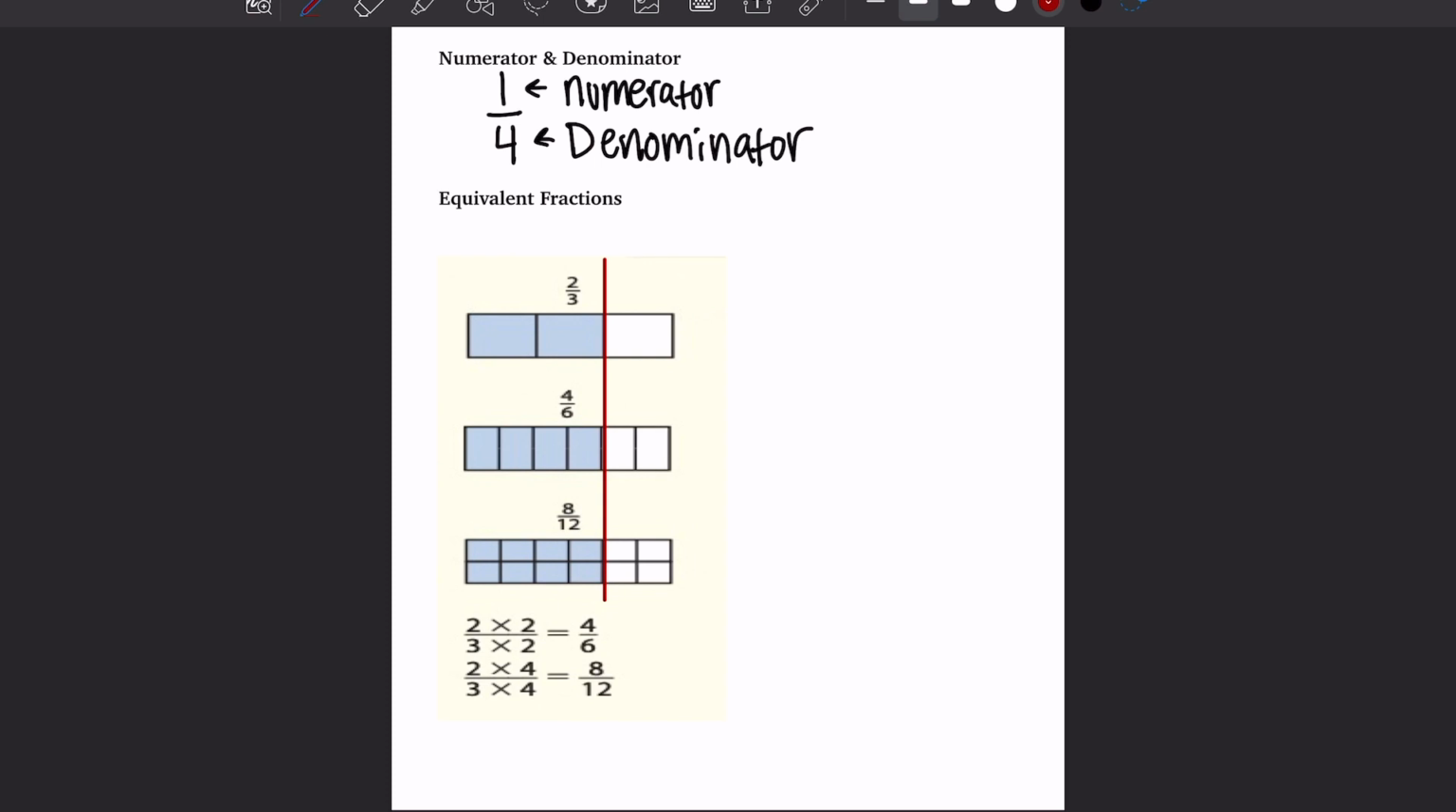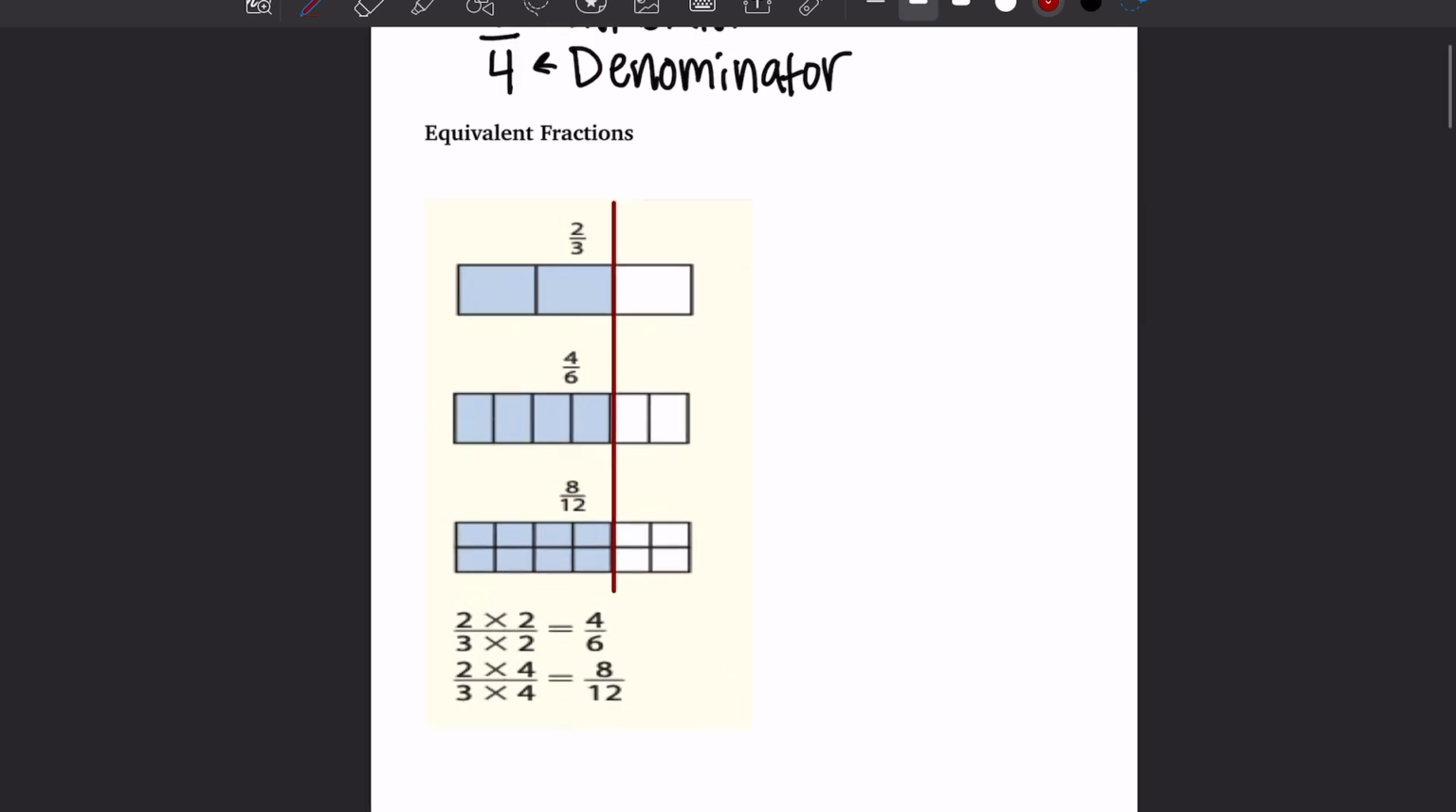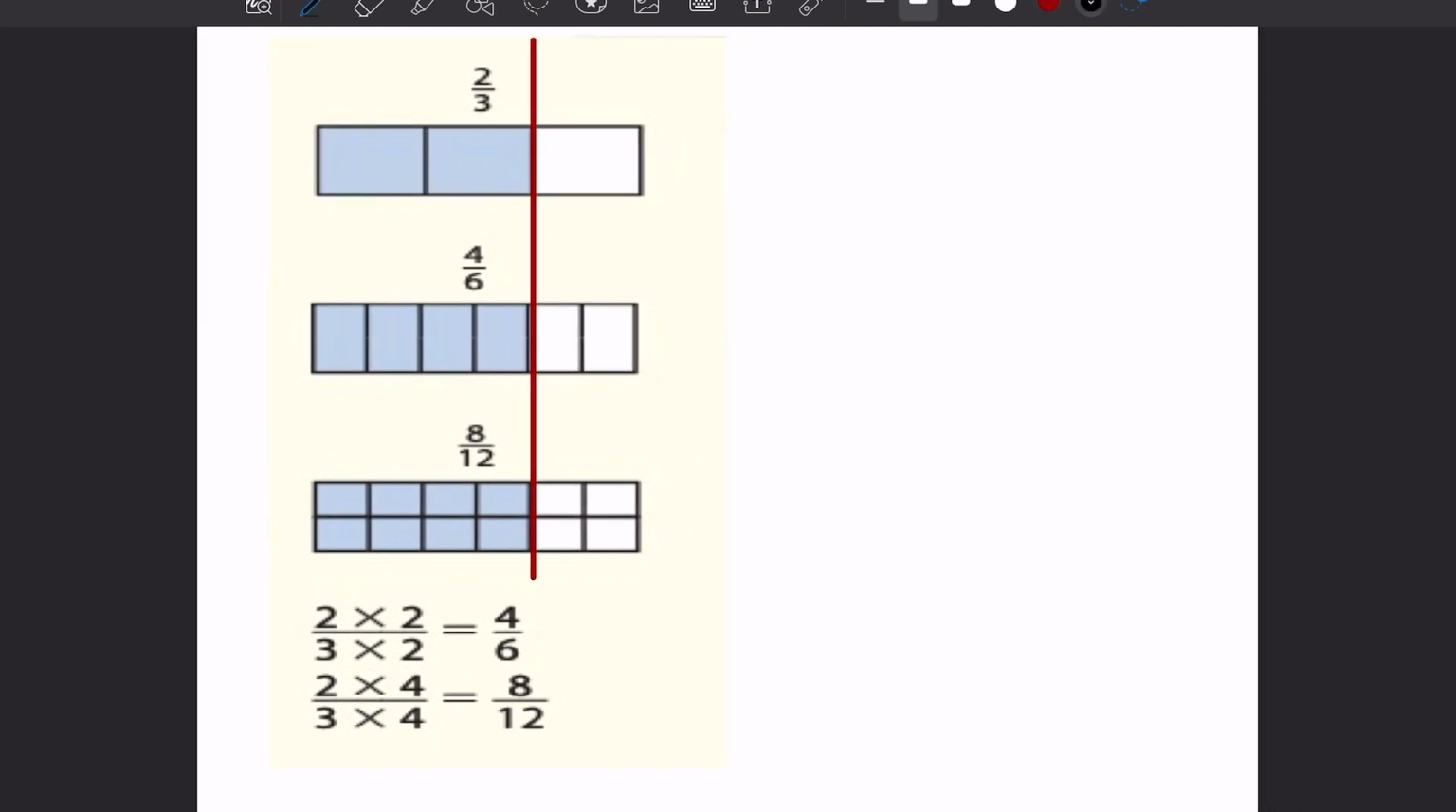Another way that we could show an equivalent fraction is to multiply both the numerator and the denominator by the same number. So if we look down here, we have 2 times 2 and 3 times 2. We're multiplying the numerator and denominator by the exact same number. So 2 times 2 would be 4, and 3 times 2 would be 6. That means that 2 over 3 is equivalent to 4 over 6. And same with 2 over 3 and 8 over 12, because we are just multiplying the numerator and the denominator by the same exact number.